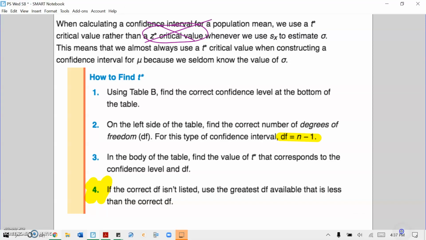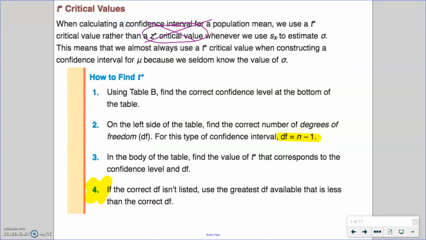So what we do in this case is we use what's called a t critical value. There's a whole reason behind it. There's an exploration we were going to do. It's just not something I feel comfortable trying to explain on remote learning. I don't think it's going to work.